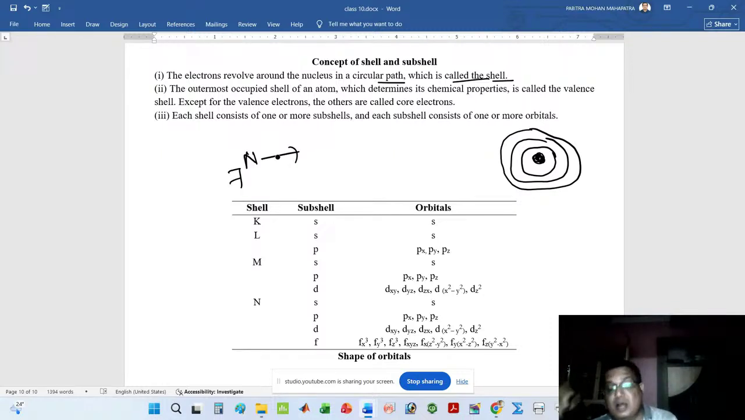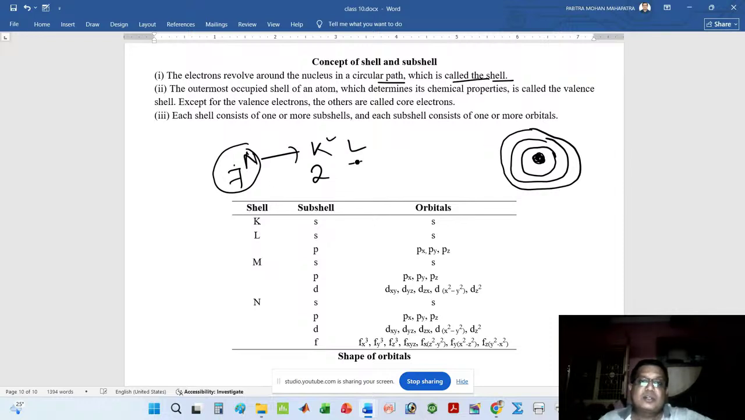In the upcoming class, I will clearly explain the electronic configuration of an atom or ions in terms of orbitals, or you can think of subshells. But in the matric class or ninth class, you know the electronic configuration of an atom by using shells. You know that for the K shell the number of electrons is 2. For nitrogen there are 7 electrons. 2 electrons go to the K shell. The remaining 5 electrons are present in the L shell.